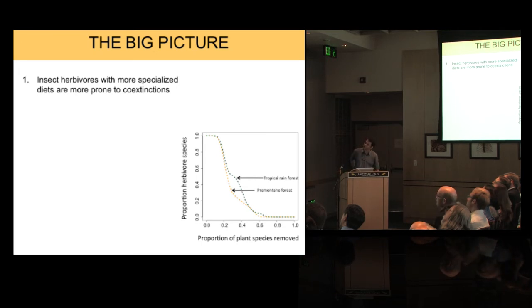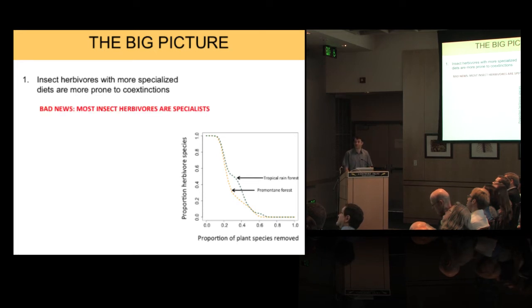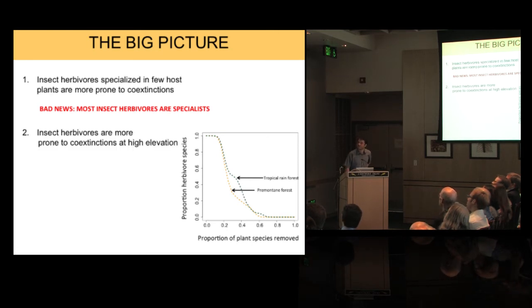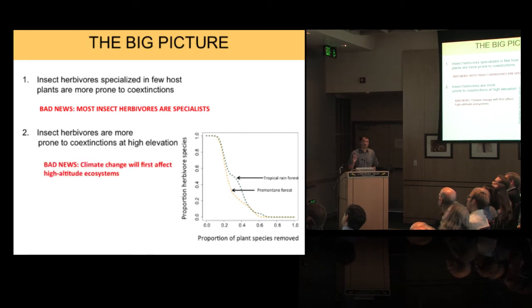Now a little bit about the big picture. Insect herbivores with more specialized diets are more prone to coextinctions. And these are bad news because most insect herbivores are specialists: 95% of all species of insect herbivores on Earth are specialized. Second, insect herbivores are more prone to coextinctions at higher elevation. This is also bad news because climate change will first affect high elevation ecosystems.